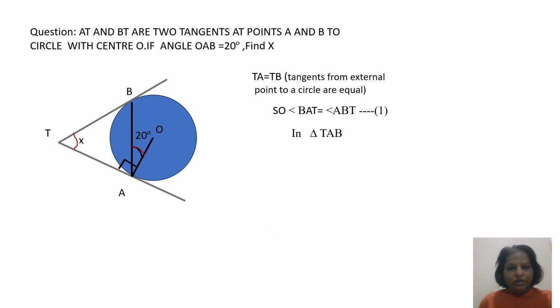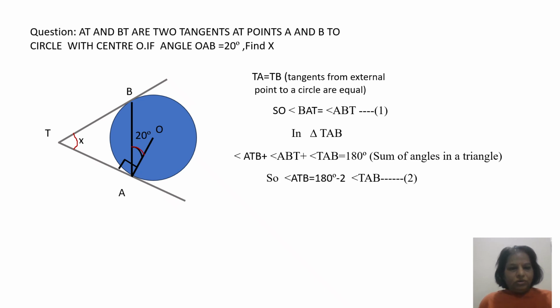Now in triangle ATB, angle TAB plus angle ABT plus angle ATB, the sum of these three angles will be equal to 180 degrees. Correct? So angle ATB will be equal to 180 minus 2 times angle TAB.